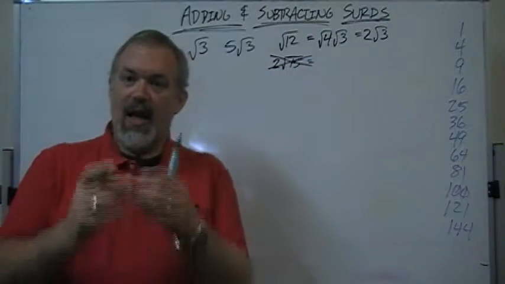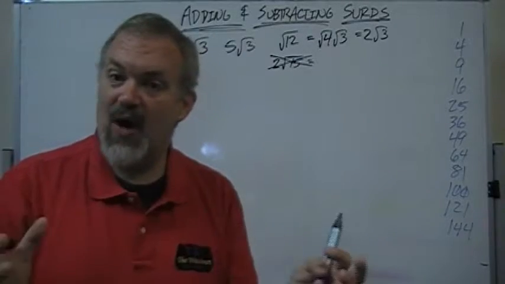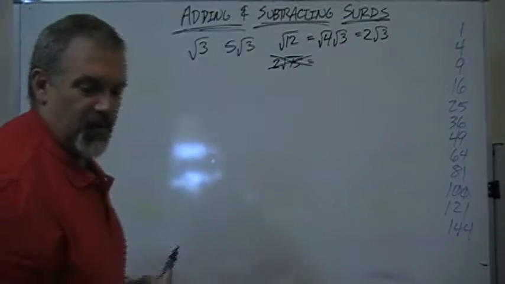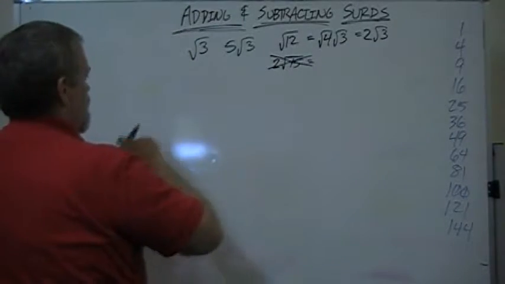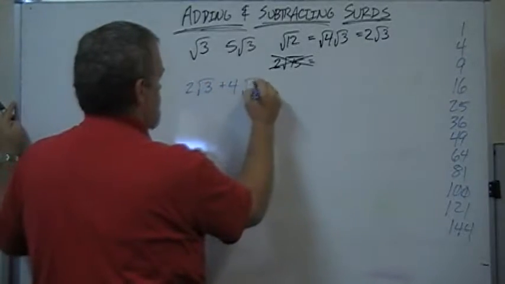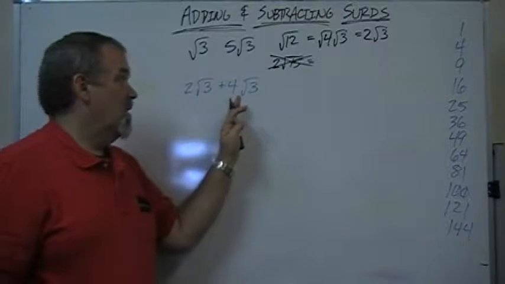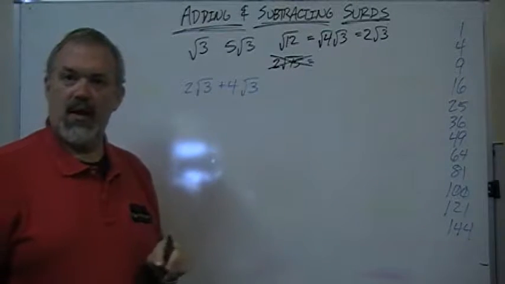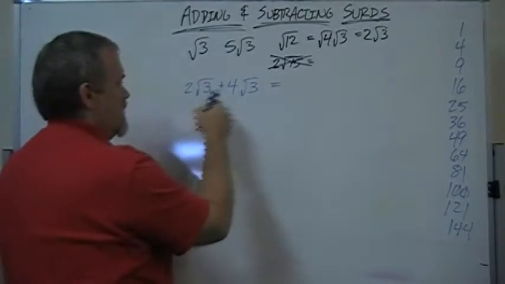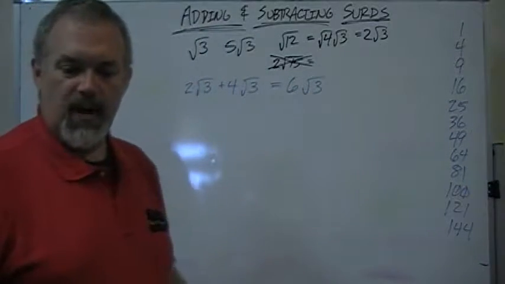Now, here's the trick. If we have like surds, the same number under the radical, then we can add and subtract them just like we did with like terms in algebra. So, for example, 2 square roots of 3 plus 4 square roots of 3. Remember, that's just 2 lots of the square root of 3 plus 4 lots of the square root of 3. And all we have to do is add the first 2 numbers together. 2 and 4 is 6, and we get 6 times the square root of 3.